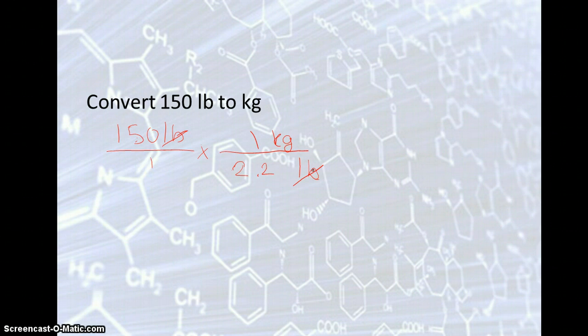Any number on top, right here, is multiplied across. So you take 150 times 1, that's still 150, divided by 1, that's still 150, divided by 2.2. You could simply take 150 divided by 2.2, and when you do that, you get the number of 68.2 kilograms. So my answer is 68.2 kilograms.